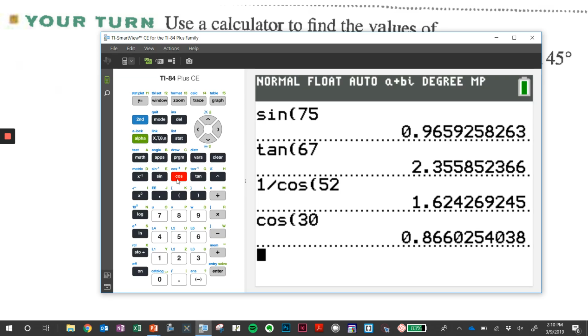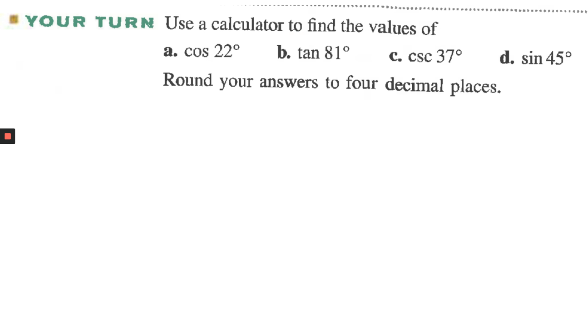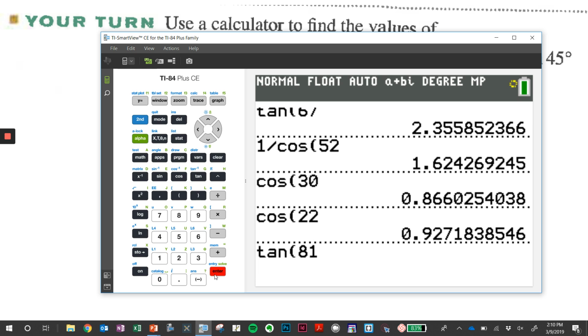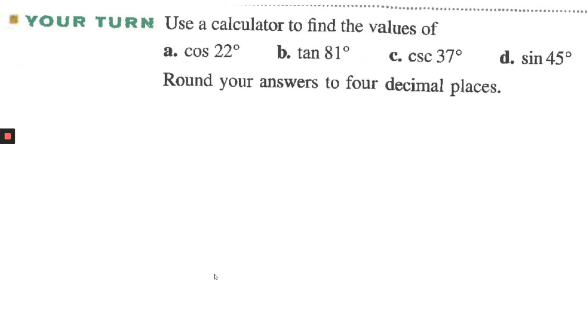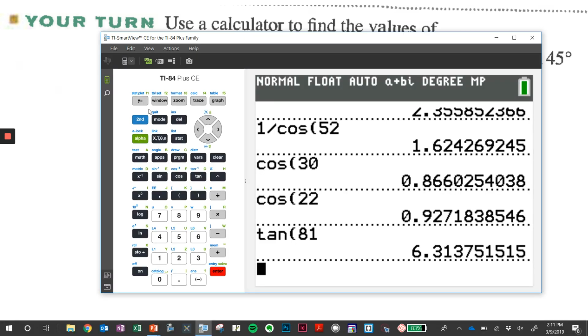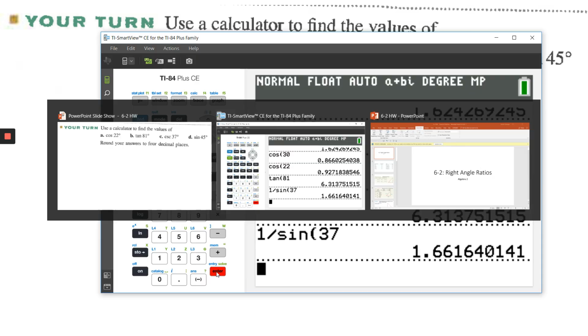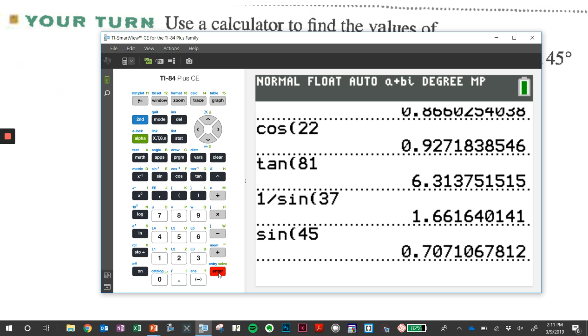All right, cosine of 22. You should have gotten 0.9272. Tangent of 81, we get 6.3138. The cosecant of 37. Cosecant is 1 over sine of 37, so we would get 1.6616. And lastly, the sine of 45, 0.7071. Okay, that'll do it. We will see you in class.